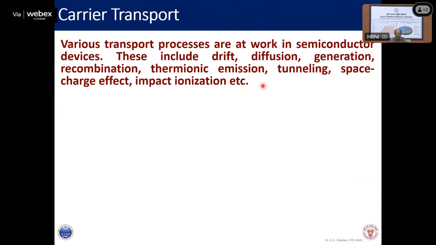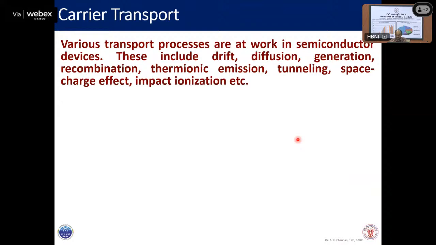So how can these carriers move inside a material? There are different transport processes. By drift, a carrier can move. By diffusion, a carrier can move. It is also possible that carriers can be generated, and that carriers can be recombined. If carriers are recombined, they cease to exist. If carriers are generated, new carriers are created. And then there is thermionic emission, by which a carrier moves from one place to another. Then tunneling, space charge, and impact ionization. These are all the different processes of carrier transport.